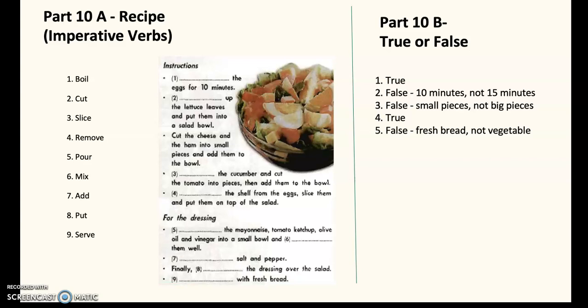And then for part 10B, it's about true or false. Number 1, it's true, because we need 2 eggs in this recipe. Number 2, it's false because the duration is 10 minutes, not 15 minutes. Number 3 is also false because we need to cut it into small pieces, not big pieces. Number 4, it's true. And the last, it's fresh bread, not fresh vegetable.